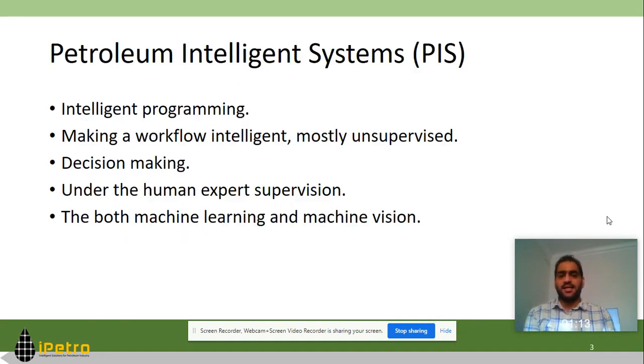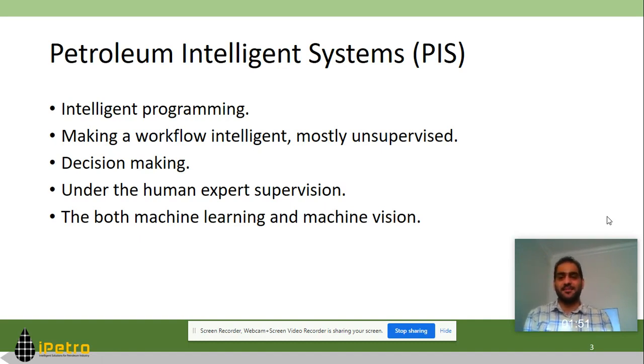Okay, Petroleum Intelligent System (PIS). I just use this abbreviation. It doesn't mean that you can search it on Google and find much information about this. I just use these abbreviations to make the presentation easier for comparing with Petroleum Data Analytics, whose abbreviation you can find on Google: PDA. I use the abbreviations to make the comparison easier for the conclusion part.